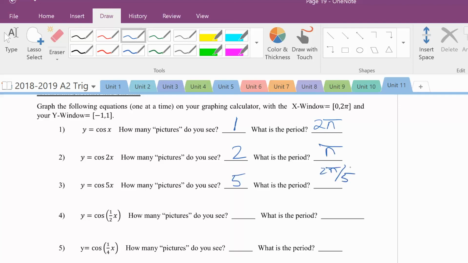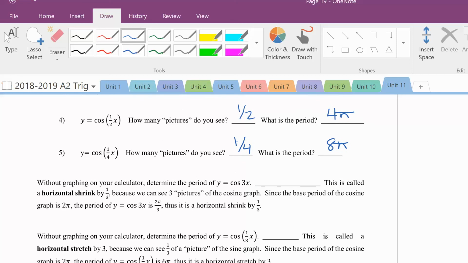So you should notice that it is the same as the sine, the effect that that number has in front. And then if it's 1/2, you see half a picture, which means the period is 4 pi. And if it's 1/4, that means you see a fourth of a picture, which means the period is 8 pi. And then to determine the period without graphing, remember it's 2 pi over the number, so it's 2 pi over 3. And that is called a horizontal shrink by a third.